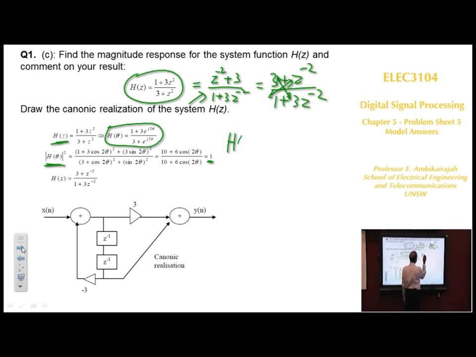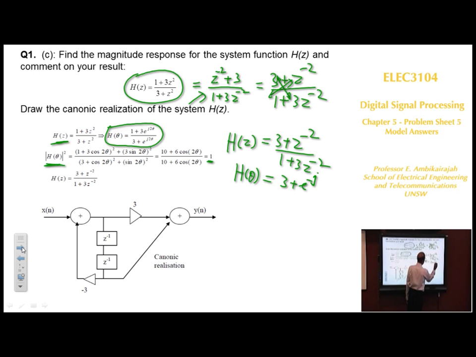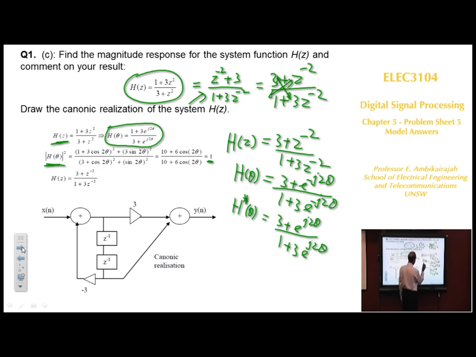Remember, H z is equal to 3 plus z minus 2 over 1 plus 3 z minus 2. H theta is equal to 3 plus e to the minus j 2 theta divided by 1 plus 3 e to the power minus j 2 theta. Then say H conjugate theta is equal to 3 plus e to the j 2 theta over 1 plus 3 e to the j 2 theta. And then mod H theta whole squared will give you H theta multiplied by H conjugate theta. Then you multiply these two very easily and you will end up with the answer 1.